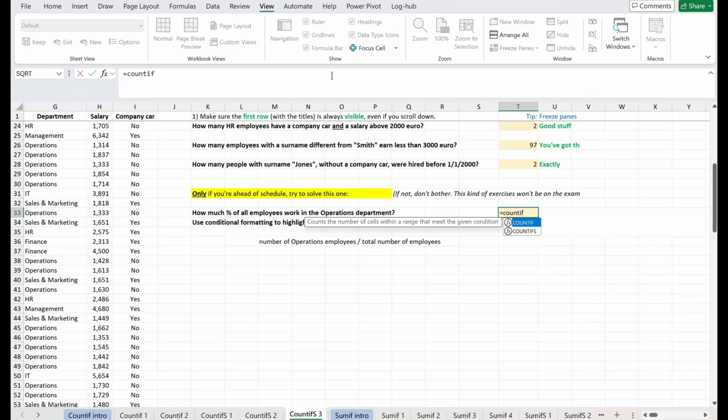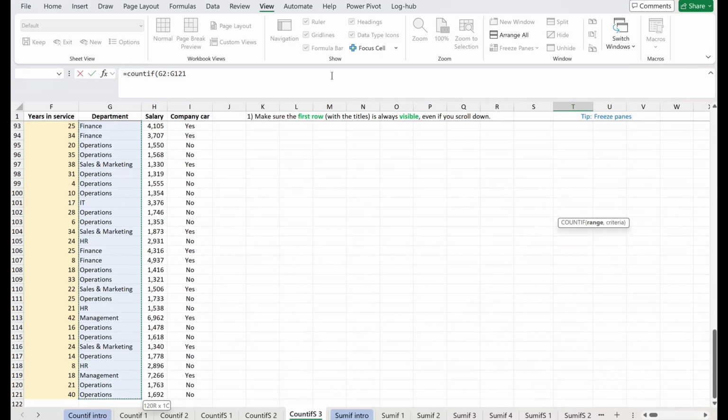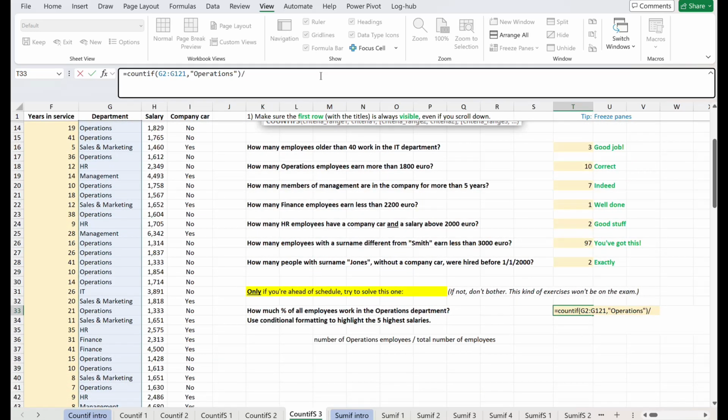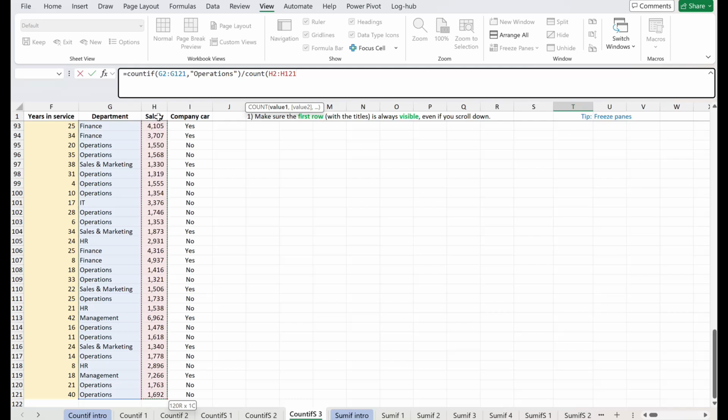So Countif or Countifs, I'm gonna use Countifs here. This is the range. We're looking for operations. Yes, and we're going to divide that number by the total amount of employees. So I'm just going to count how many salaries there are. You could also count how many items there are in column F, etc.